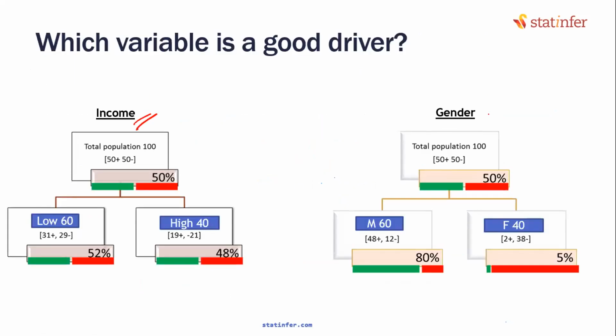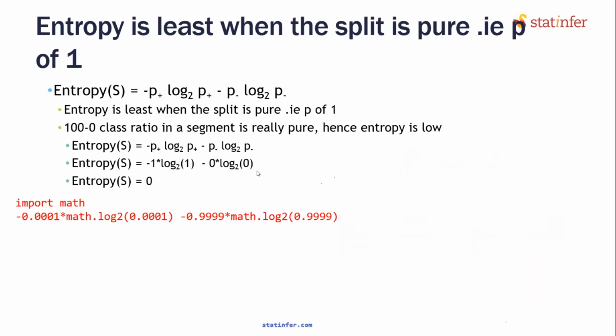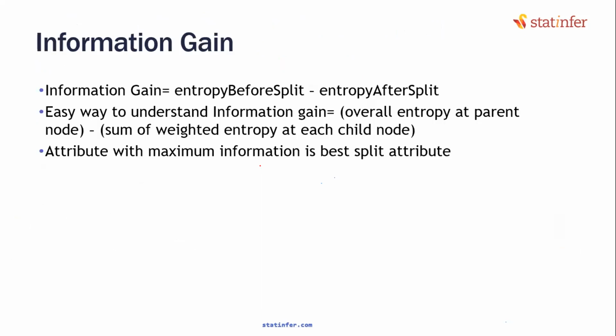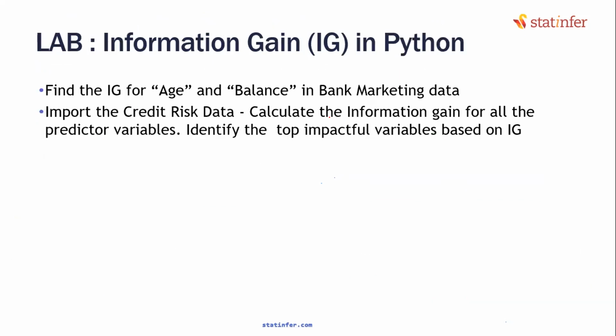If you have variables like income and gender, and you want to predict which variable is a strong driver of a person buying or not buying, you can calculate the information gain. If information gain is high for a variable, then that variable is a good driver. We saw this in detail in the decision tree algorithm, where the variable giving better splits is chosen. So information gain for income is 1%, and for gender is 45%. We will say gender is a better driver.